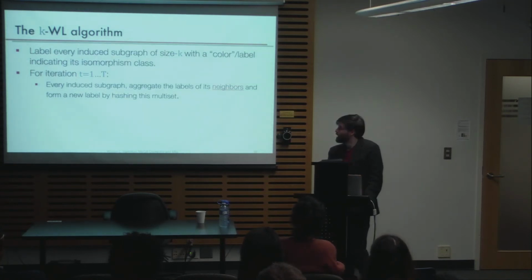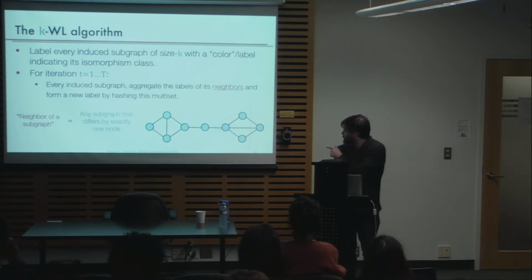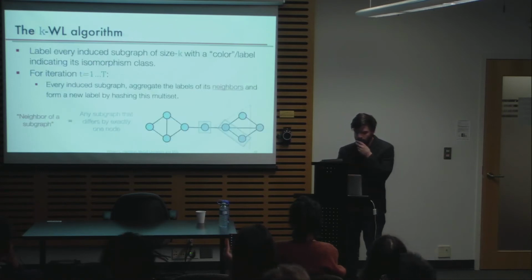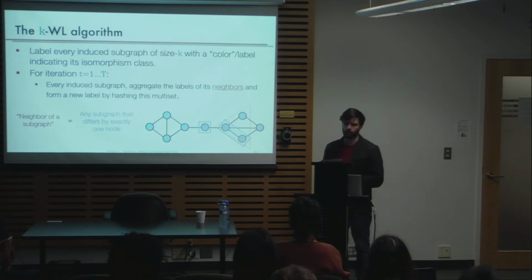One challenge here is that the notion of a neighbor is not as easy to define. So a neighbor of a node is a node it's connected to. A neighbor of a subgraph, in a formal sense, is any subgraph that differs by exactly 1 node. So in particular, if we're looking at this subgraph here, this is a neighbor, and so on. And with this generalized notion of neighbors, instead of at every step having nodes aggregating labels, now we have subgraphs aggregating labels, you can run this whole thing, what we call the k-WL test.